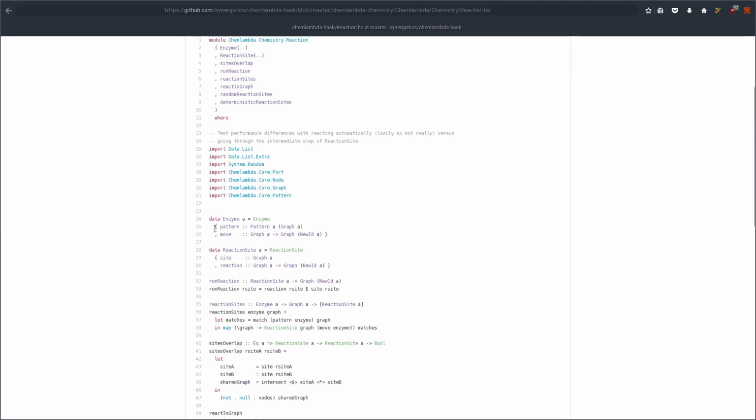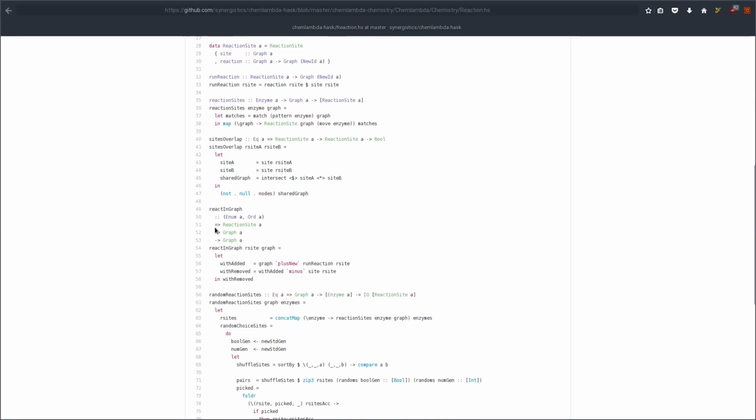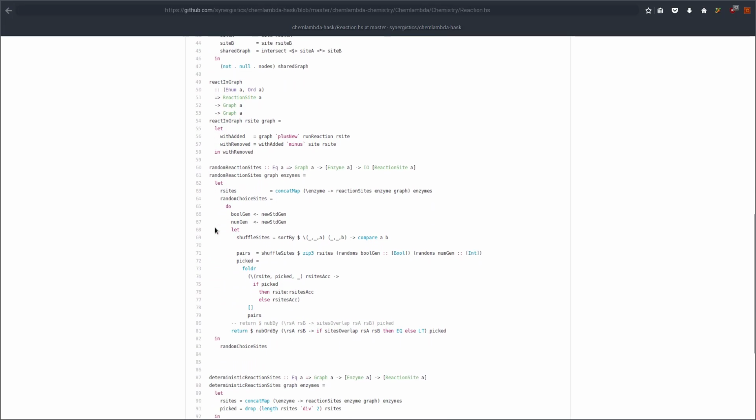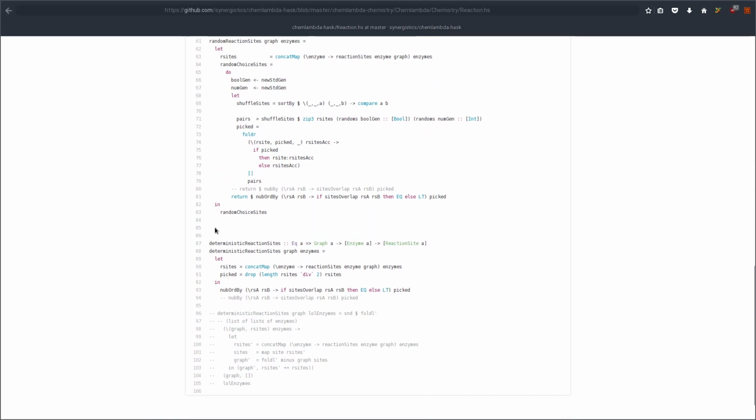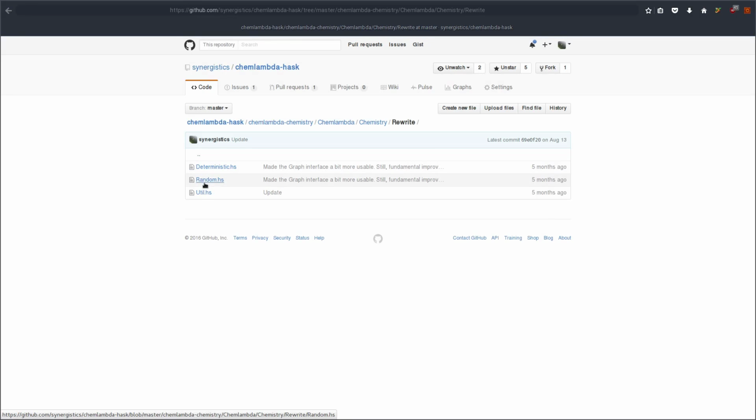Now we're looking at the module that defines reaction sites. So when you run an enzyme on a graph, it performs a search to find all the possible sites where a reaction can occur, all the places in the graph that fit one of the patterns we defined earlier. So we build this list, and we're able to do one of two things with it. You can either take the list of reaction sites and compute each one sequentially following a deterministic algorithm, or you can select a certain random set of valid reaction sites and then compute only those.